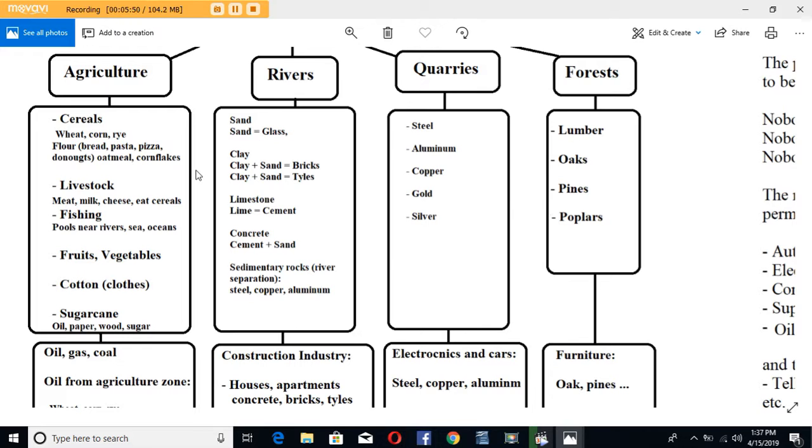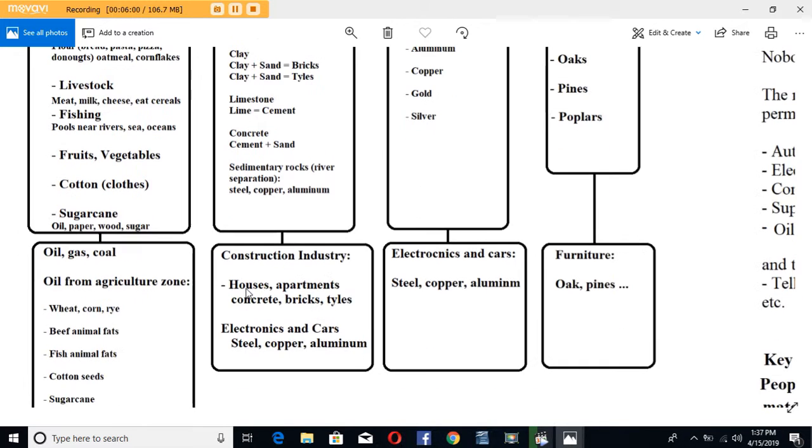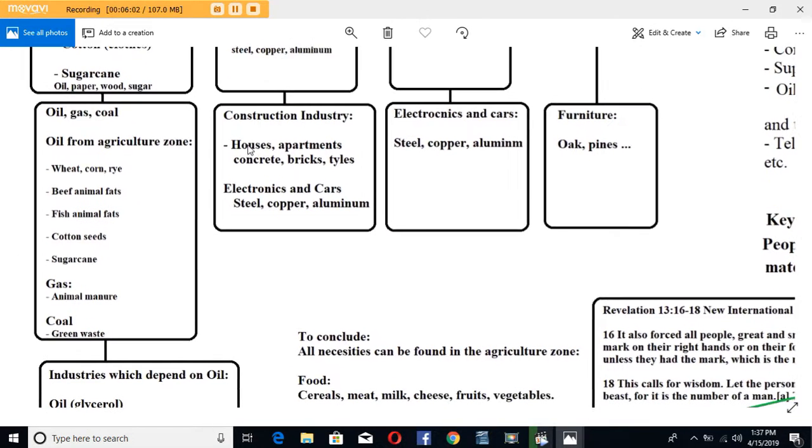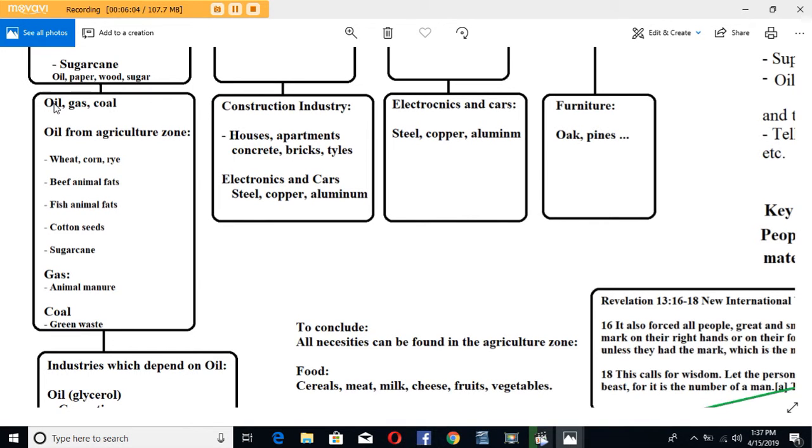Fishing, pools near rivers, seas or oceans. Fruits and vegetables. Cotton, raw material for clothes. Sugar cane, raw material for oil, paper, sugar. Energy resources such as oil, gas and coal can be found in the agriculture zone.